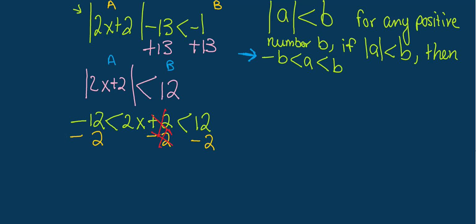Okay? Now we're just going to simplify. So negative 12 minus 2 is going to give us negative 14. Okay? We're going to bring our symbol down. Nothing changes there. And then we have 2x. Then we have 12 minus 2. It's going to give us 10. All right. So negative 14 is less than 2x. And 2x is less than 10.